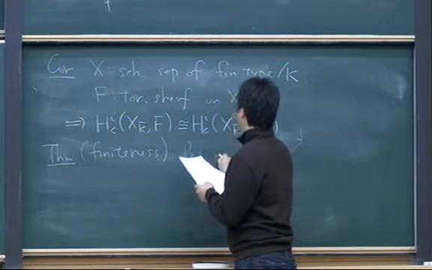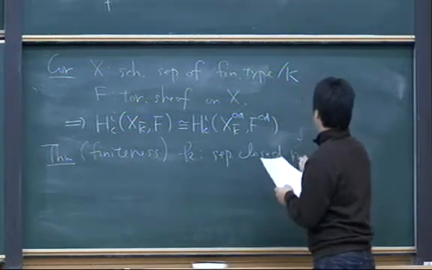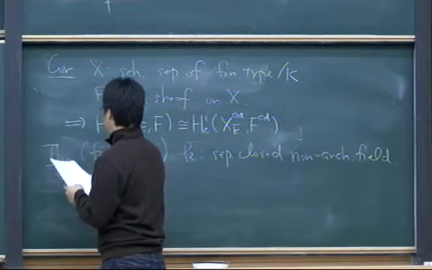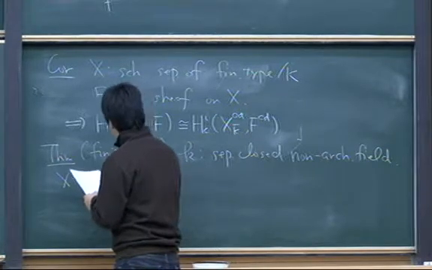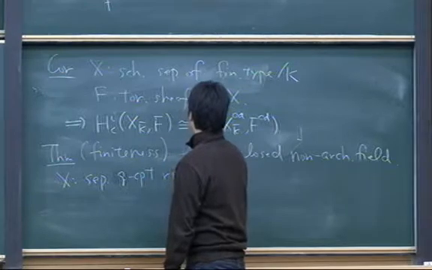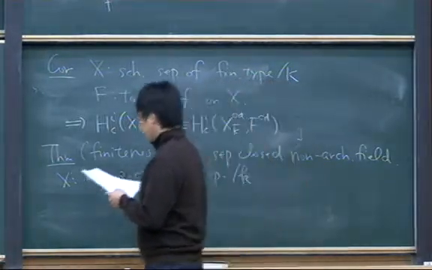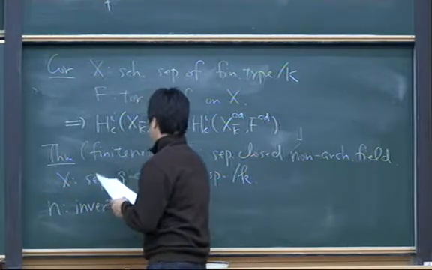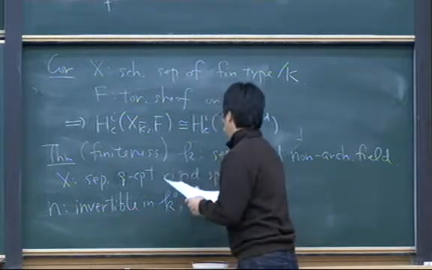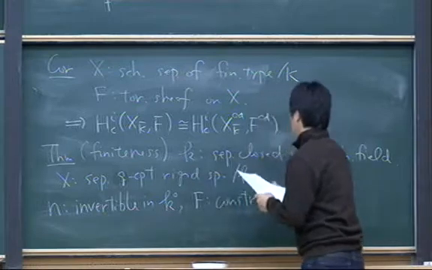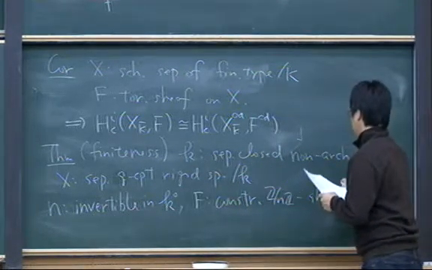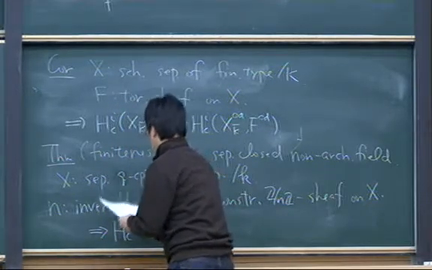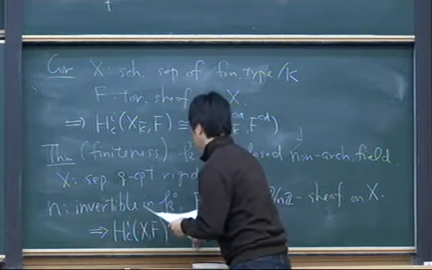So let K be a separably closed non-Archimedean field, and X be a separated quasi-compact rigid space over K, and N an integer which is invertible in K, and F be a constructible Z/NZ sheaf on X. Then we have the finiteness of this cohomology.